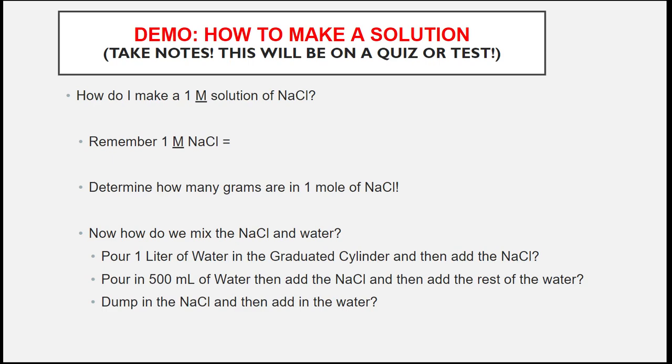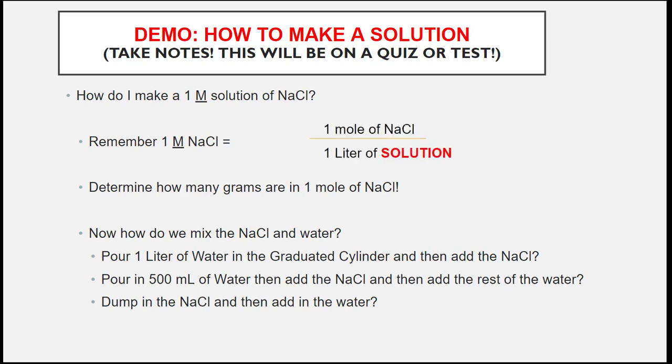Okay, so before we reveal the answer, let's talk through it. If I have 1 liter of water in a graduated cylinder, then I add sodium chloride, I will end up with more than 1 liter of solution because my sodium chloride has mass, takes up space, has volume. So that's not our option. The bottom option, dump in sodium chloride and then add water, is not the best option because we're not dissolving right away, so we're going to end up getting stuff stuck to the bottom.